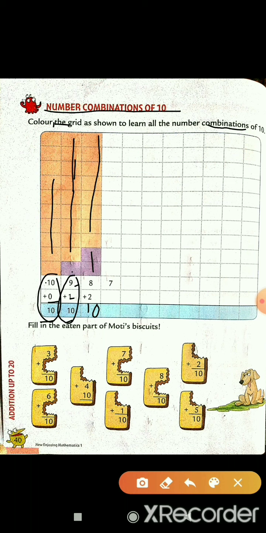How many combinations of 10 will be there? 11 combinations. You remember students? Number plus 1 more. So 10 plus 1, that is 11.